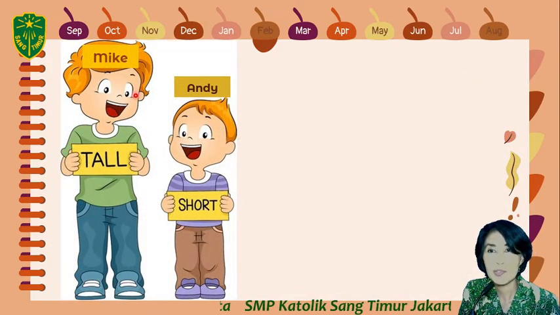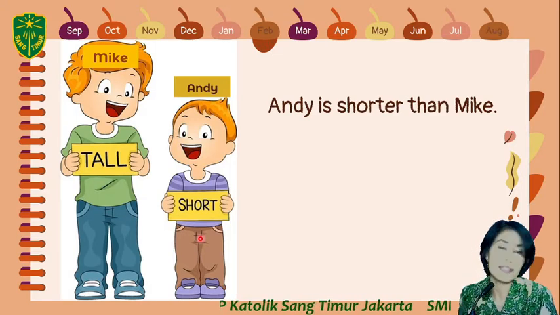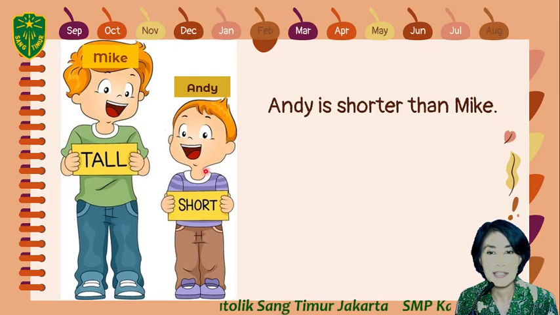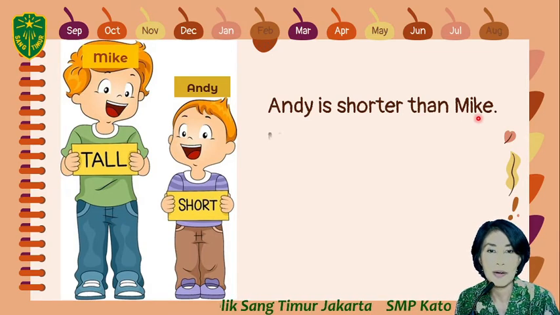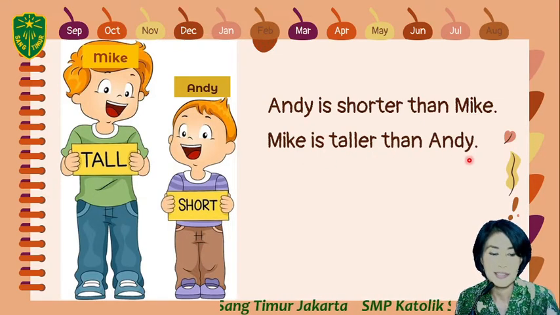Well, there are two boys, Mike and Andy. Mike is tall. Andy is short. So, can you make a sentence using comparisons? Well, good. Andy is shorter than Mike. Or, Mike is taller than Andy.